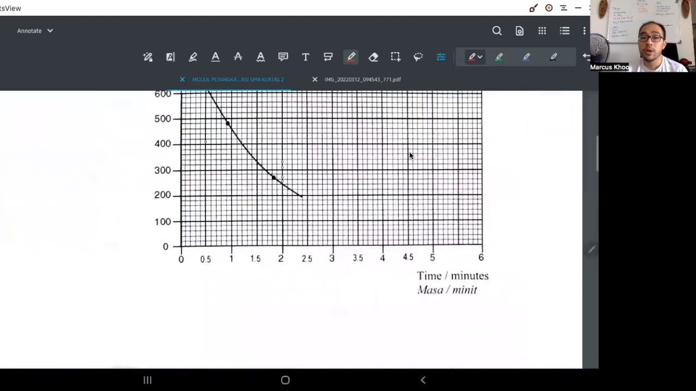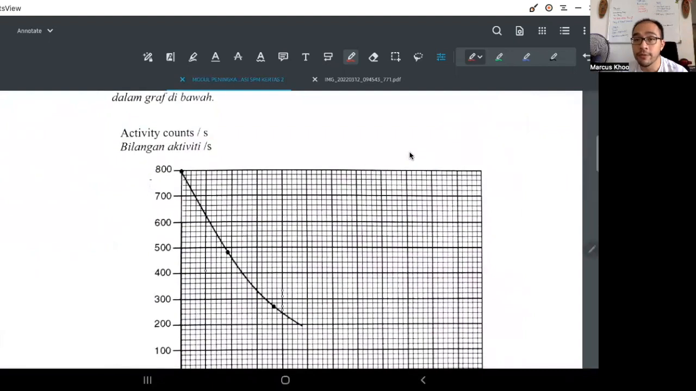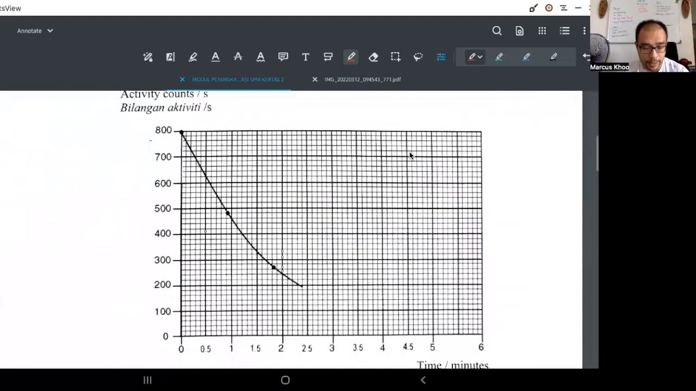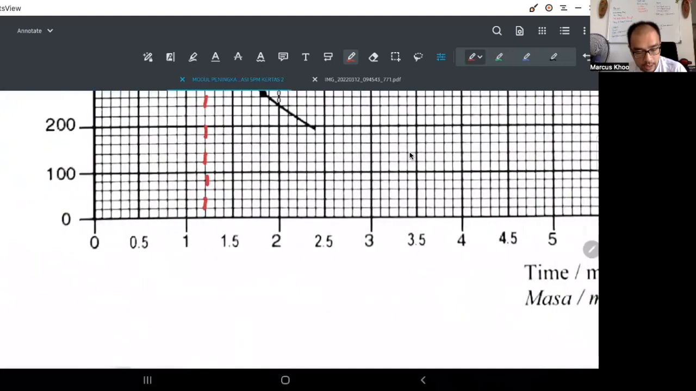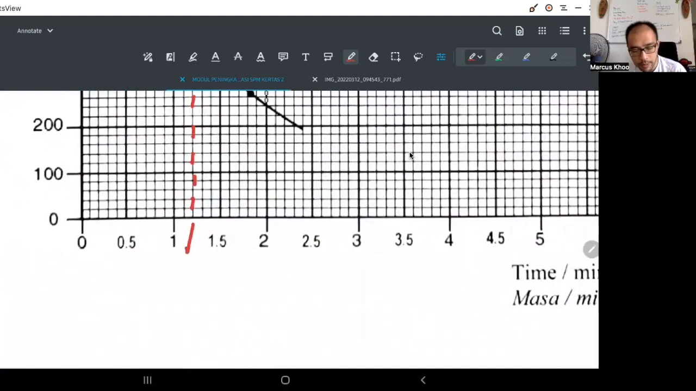Okay, so half-life is the time taken for original become half the time. So 800 is the original, half of it will become 400. So you have to use your ruler, draw the line, okay, and then come here lah. So on your paper, it may be a little bit smaller, okay, but to us, sorry, for me, at least for me over here, it's quite clear lah, that this is 1.2 minutes.